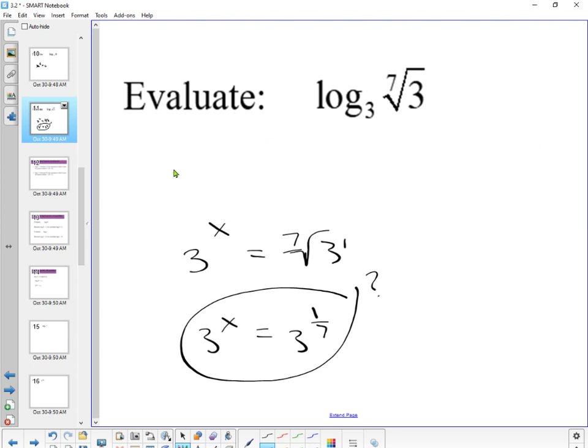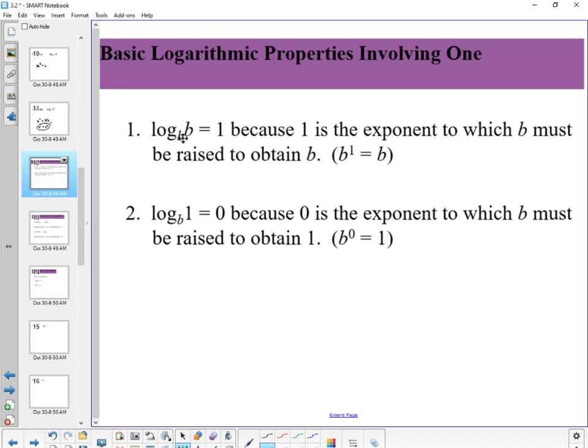Can I change the slide? Okay. So here are some of the rules we're talking about.